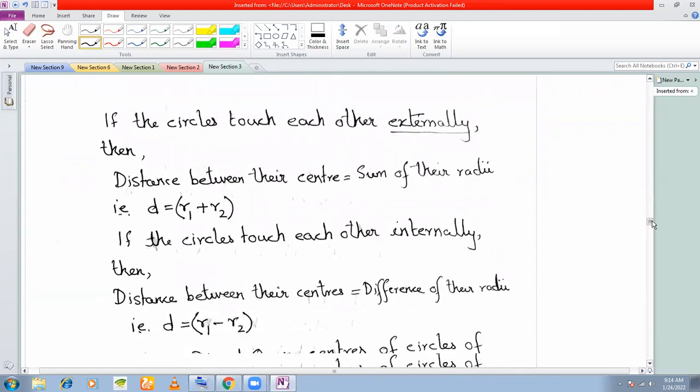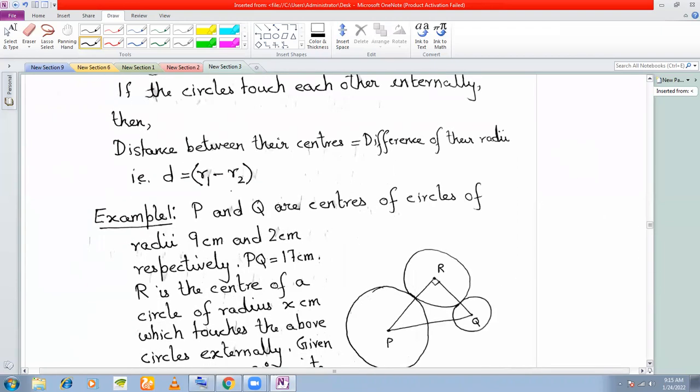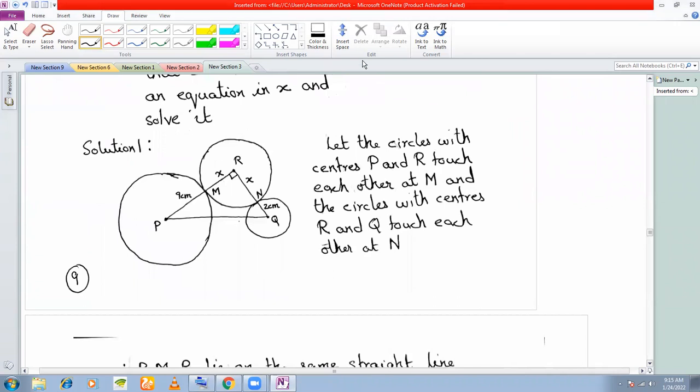If two circles touch each other externally, then the distance between the centers D must be equal to the sum of the radii. And if the two circles touch each other internally, then the distance between the centers must be equal to the difference of the radii, R1 minus R2, or you can also have R2 minus R1. Let us look at this problem, which is an application of this theorem.